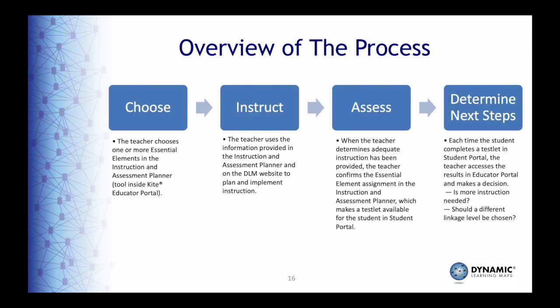The process for using instructionally embedded assessments involves these steps: choose, instruct, assess, and determine the next steps. First, the teacher chooses one or more essential elements in the instruction and assessment planner, which is a special tool available in Educator Portal. Then, the teacher uses the information provided in the instruction and assessment planner and on the DLM website to plan and implement instruction. When the teacher determines adequate instruction has been provided, the teacher confirms the essential element assignment in the instruction and assessment planner, which then and only then makes a testlet available for the student to take in Student Portal.